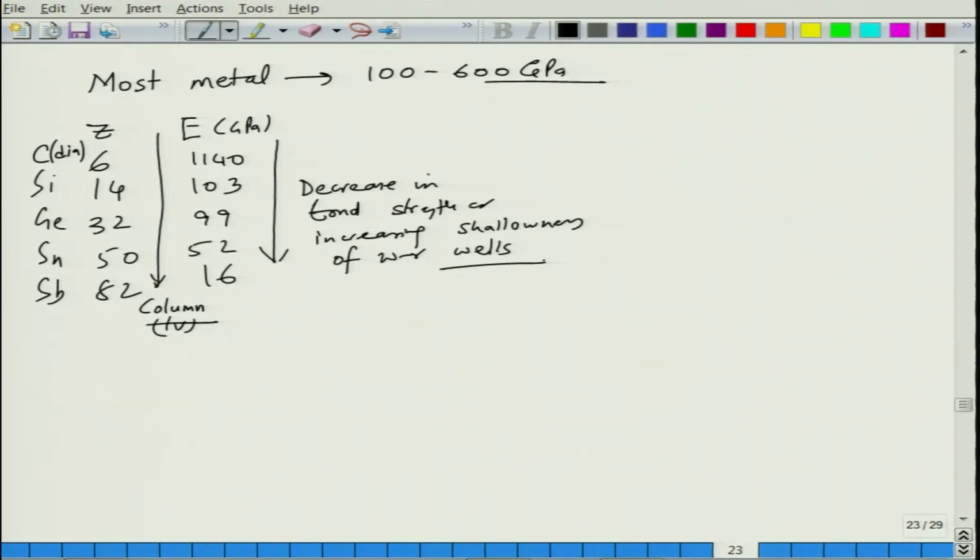You can also compare various other materials, metals and ceramics, and we will do that comparison in the next class. We are running out of time now, so we will stop here.